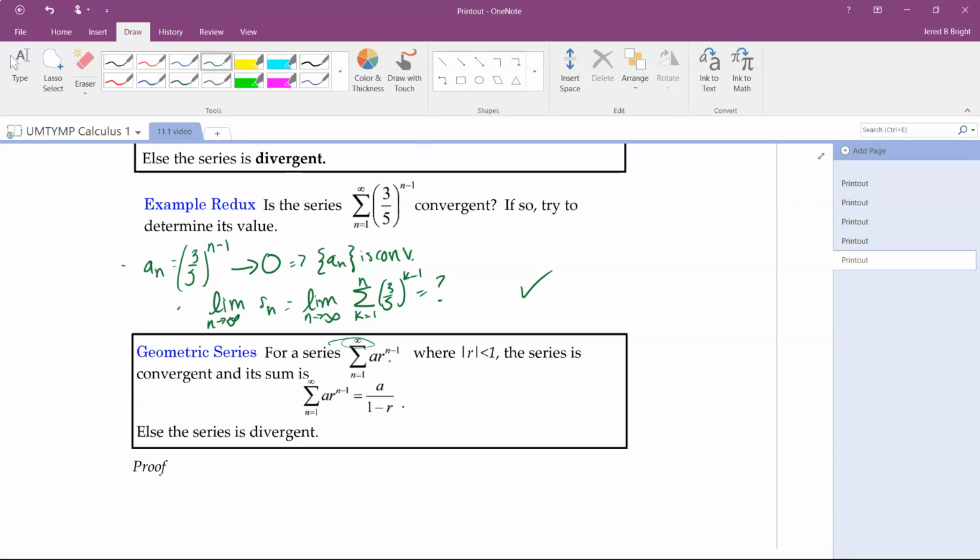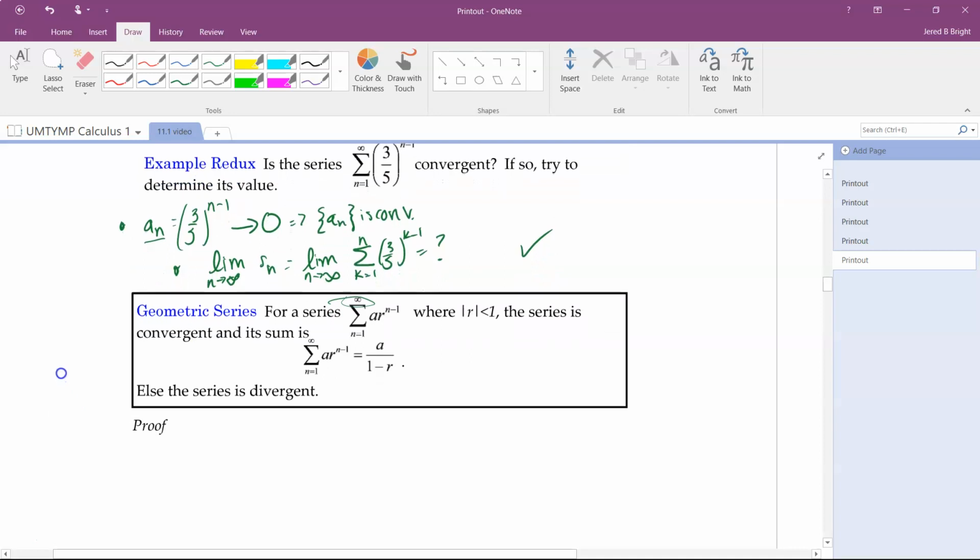Okay. Backing up just for a minute though, for this last example, because an approaches 0, the sequence converges, and the limit of the partial sums is going to exist as a finite number. So the whole series will be convergent. Okay, its value coming soon.